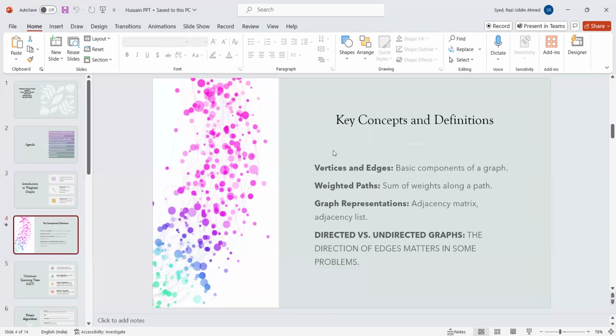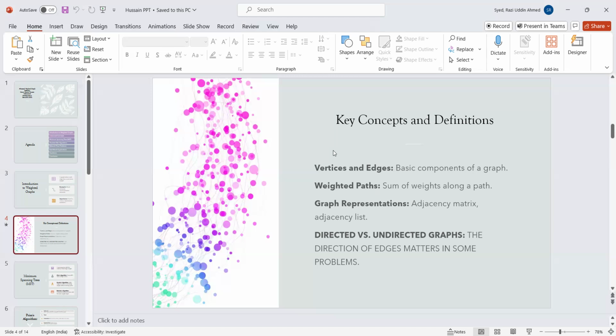In this slide, we will learn about the key concepts and definitions of weighted graphs. The first is vertices and edges, the basic components of a graph. Vertices or nodes represent entities or points in the graph, and edges represent connections between these vertices. In a weighted graph, each edge has an associated weight. And the weighted paths. A path is a sequence of edges connecting two vertices. The weight of a path is the sum of the weights of the edges in the path.